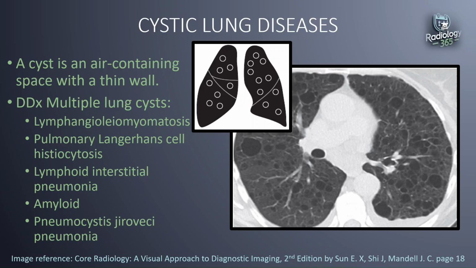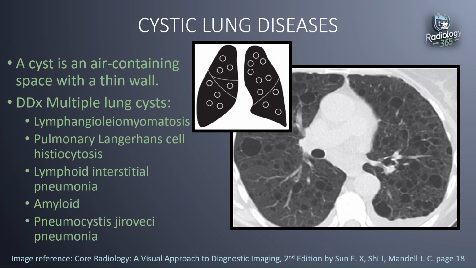Other differentials include pulmonary Langerhans cell histiocytosis, which features irregular cysts and nodules predominantly in the upper lungs, lymphoid interstitial pneumonia. This one is a rare disease, but it's usually associated with Sjogren's syndrome and it's characterized by lymphocytic infiltrates and multiple cysts as well. You can consider a differential of amyloid, which appears similar to lymphoid interstitial pneumonia. Pneumocystis jirovecii pneumonia also features cysts in its late stage.